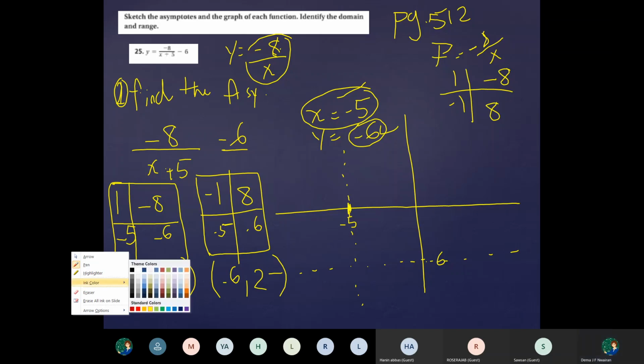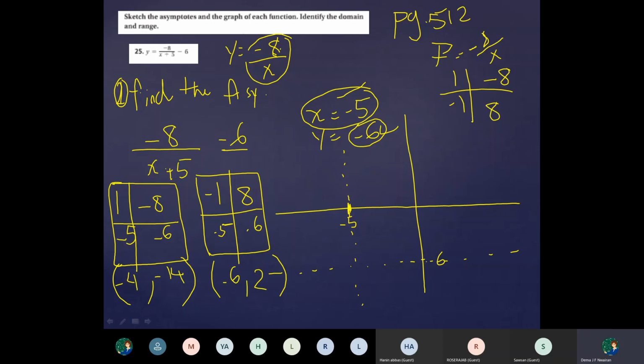So now, negative 4, negative 14. If I want to plot it in the xy axis, negative 4, negative 14. Where's negative 14? It will be somewhere here. And the second one, negative 6, 2. So it will be somewhere here. Because of that, I can sketch the graph to be like this. This is now the sketch of the graph. Is it clear? Yes. Okay.